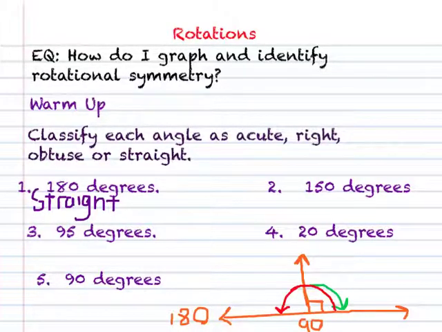And 150 degrees, again, that's between 90 and 180. So that, again, is going to be an obtuse angle. And 95 degrees, that's still bigger than 90 degrees. So that's still going to be yet another obtuse angle.